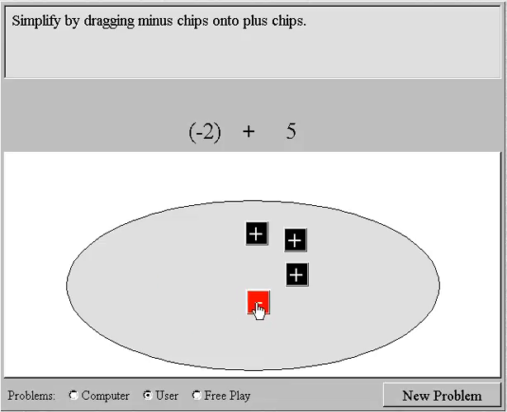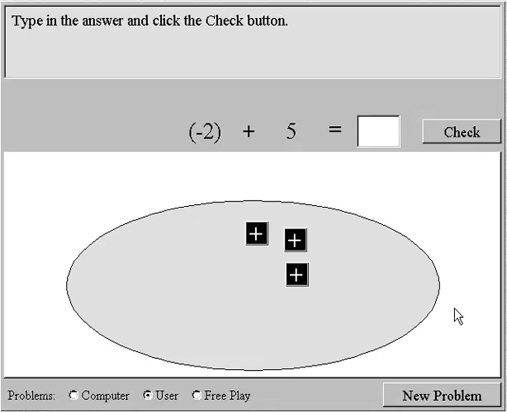Let me match it with a black chip, and look what happened. It disappears. There's no more to match, so I'll count whatever I have left. And I have 3 positive. That's why the answer is going to be +3.